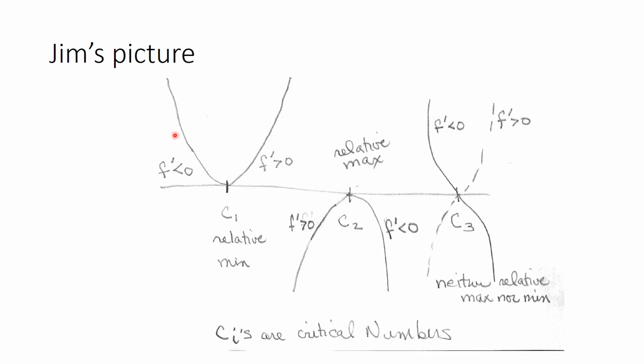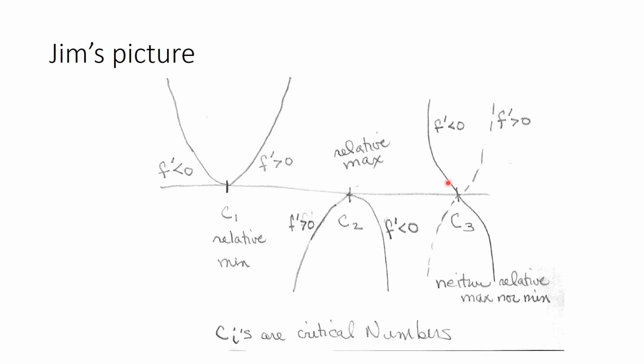So over here you see the derivative is negative, the slope of the tangent line. Over here the derivative is positive, and that has to be, look at the picture, a relative min. Over here, the slopes of the tangent lines are positive, the slopes of the tangent lines over here are negative, and that has to be a relative max.